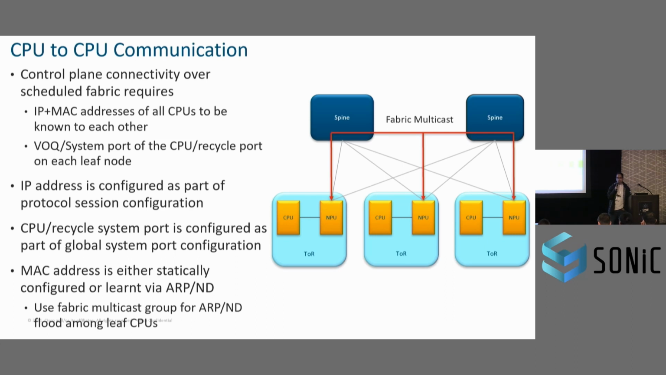IP address comes naturally as part of the session configuration. If you're setting up IBGP sessions across, you already know that. The system port is already configured. MAC address, you could statically configure it, or because there is fabric multicast already in the picture, and we are talking about a few hundreds of top of the racks here, it's not a significantly large scale by any means. The fabric multicast can essentially be used to resolve the ARPs and NDs if it's all V6. So without having a lot of static configuration, the CPU to CPU session can be established pretty simply in this model.